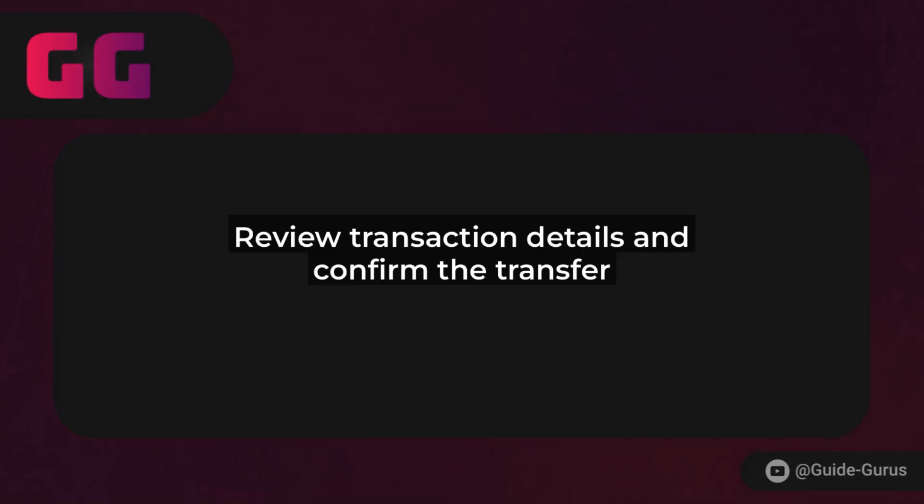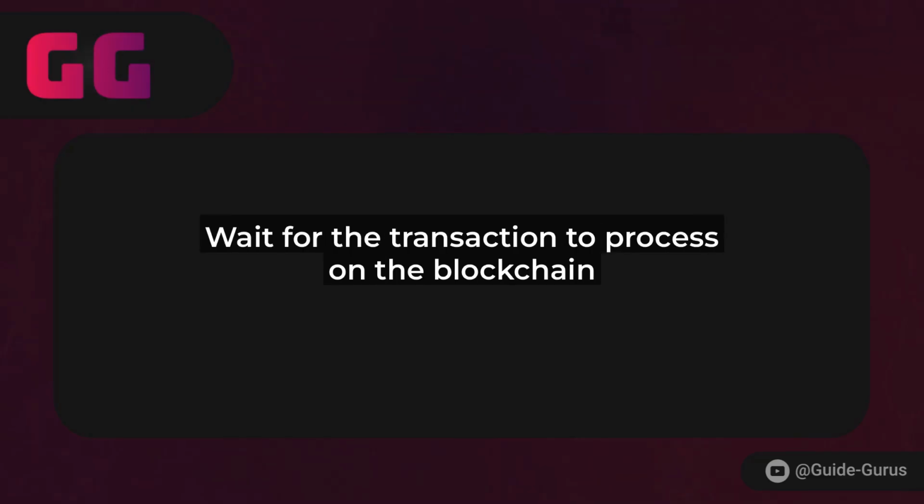Step 5. Sit tight. Ethereum transactions on the blockchain can take anywhere from a few minutes to an hour in 2025, depending on network congestion. Keep an eye on your Crypto.com transaction history.